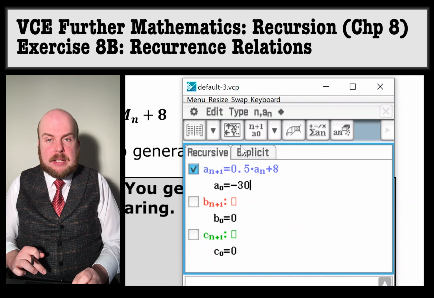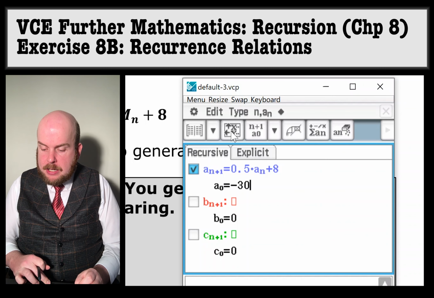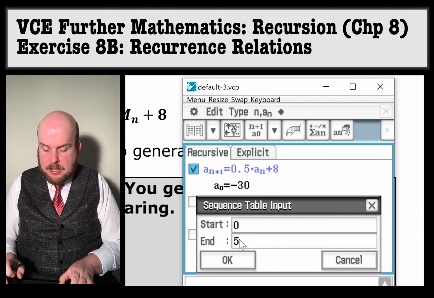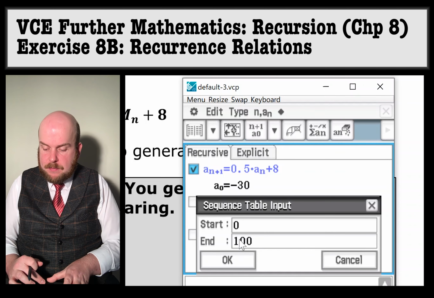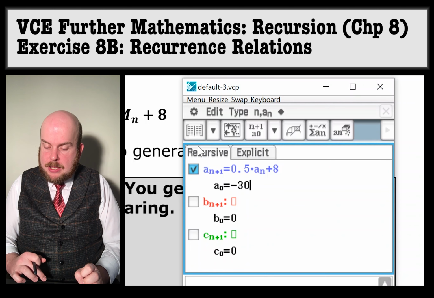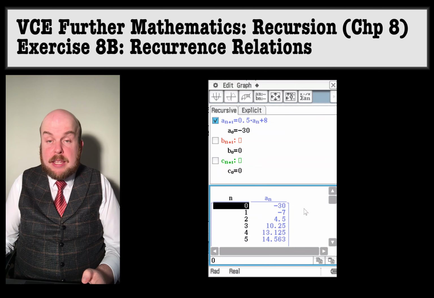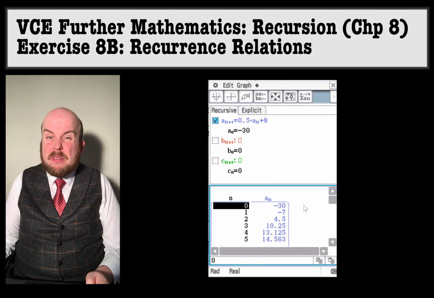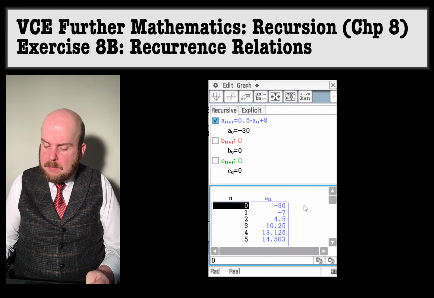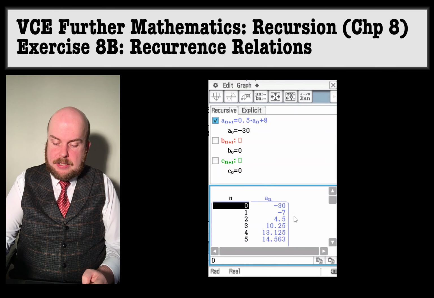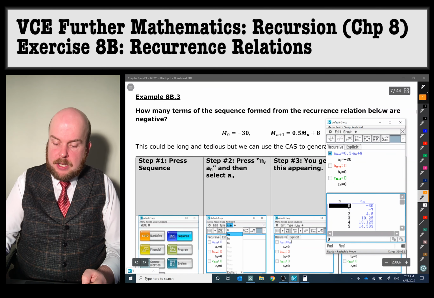Now you'll see a little X and Y button here. I'm going to press that. Just make that start with 0. And then let's say we'll move to 100 values. And then we've got this table here. And then we can see in that list there, only 2 answers come up as negative. So we can say that the answer to this is that there are only 2.